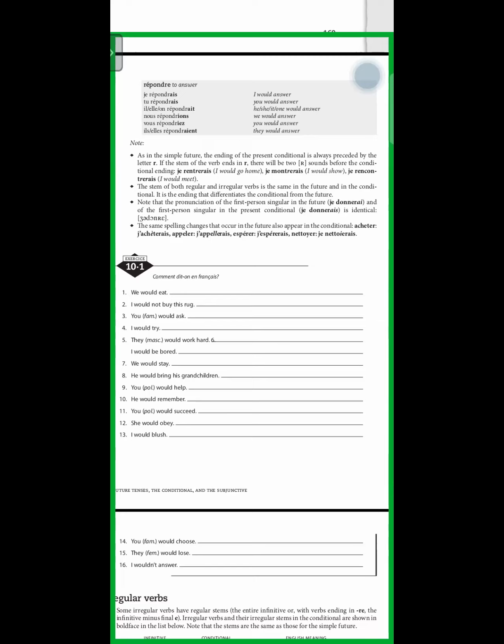The stem of both regular and irregular verbs is the same in the future and the conditional. It is the ending that differentiates the conditional from the future. Note, in terms of communication, that the pronunciation of the first person singular in the future, je donnerai, and of the first person singular in the present conditional, je donnerais, is identical.